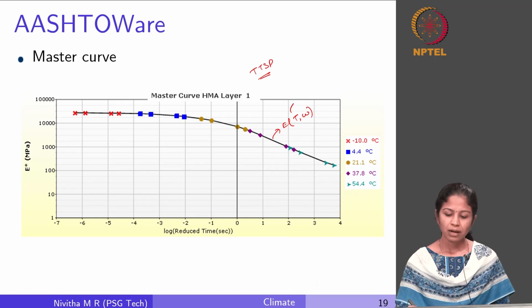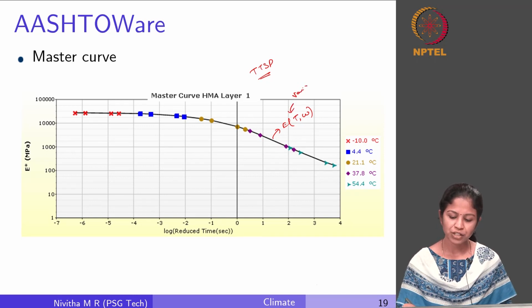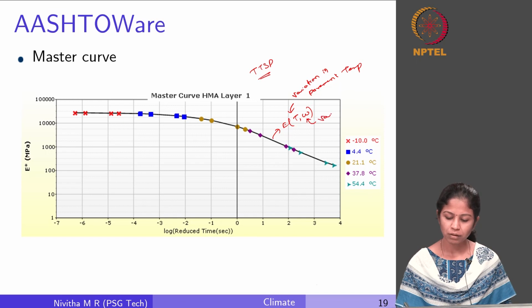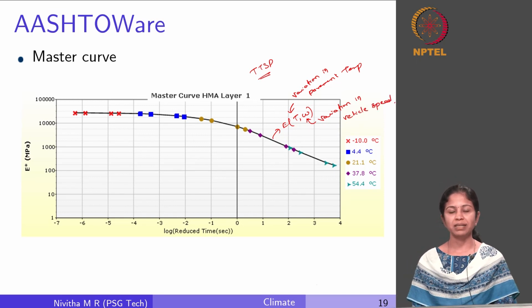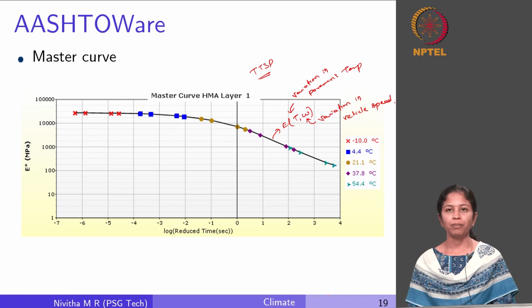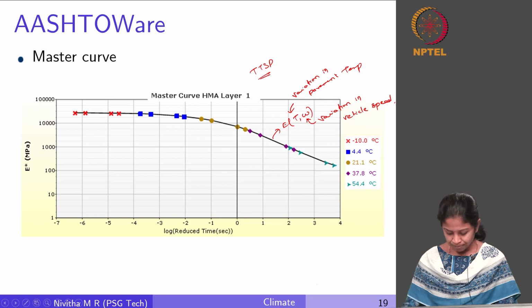So, this accounts for the variation in pavement temperature and this accounts for variation in vehicle speed, right. It will be taken from the master curve and appropriately the stresses and strains will be computed.